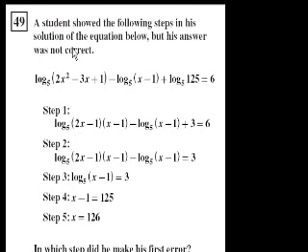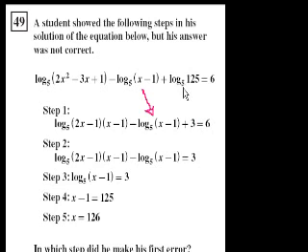Magenta is good. A student showed the following steps in his solution to the equation below, but his answer was not correct. And then at the bottom they say, in which step did he make his first error? So let's see. Log base 5 of 2x squared minus 3x plus 1 minus log base 5 of x minus 1 plus log base 5 of 125 is equal to 6. Fair enough. Now it looks like in this first step, he kept this the same. Can't mess up there.